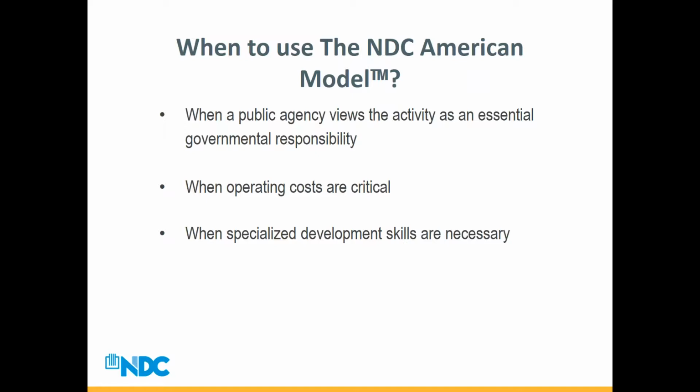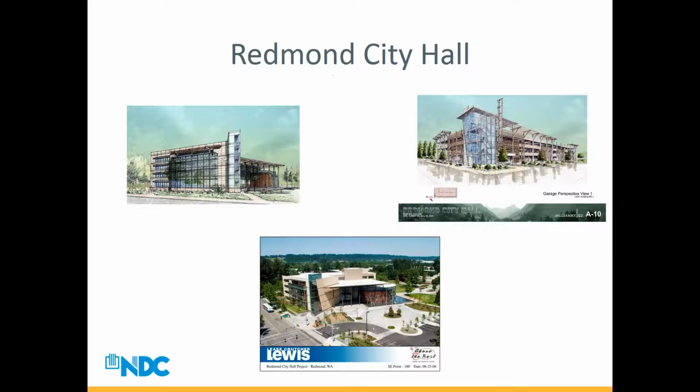Clearly, the City of Redmond thought that City Hall was an essential government activity. And even though Mike was not the finance director when the decision was made, he did research on what had gone on. So Mike, will you tell us the story of Redmond City Hall and how you came to the decision to use the American model?